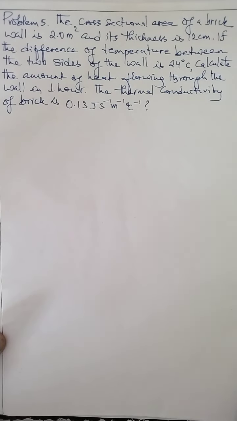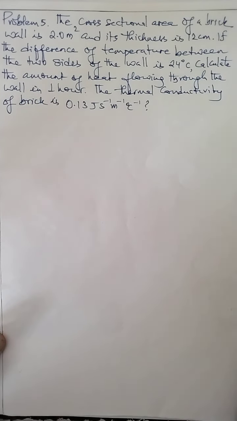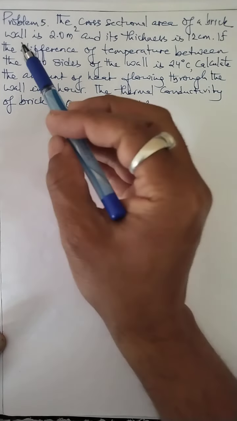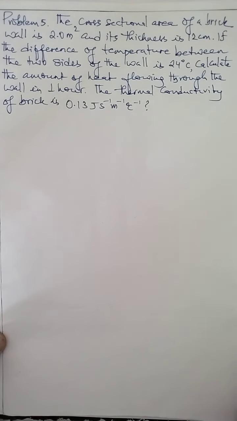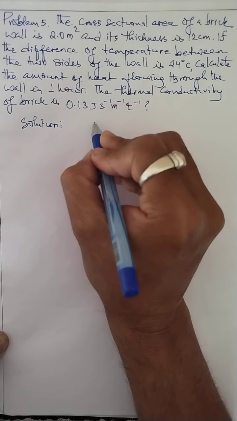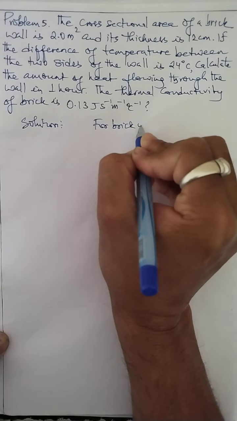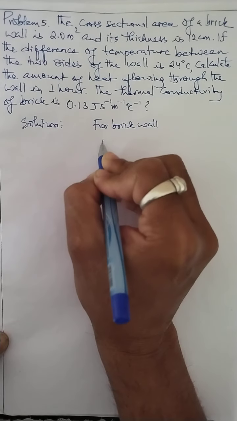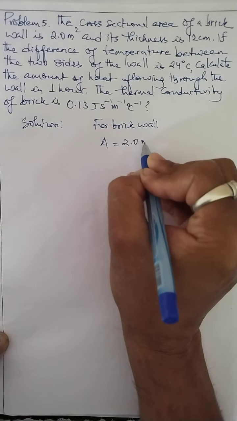The problem says that there is a brick wall whose cross-sectional area is 2 meters square. So what is the cross-sectional area of the brick wall? 2 meters square. Let me start the solution of this question. For the brick wall, the cross-section area is marked by the letter A, that is 2.0 meters square.